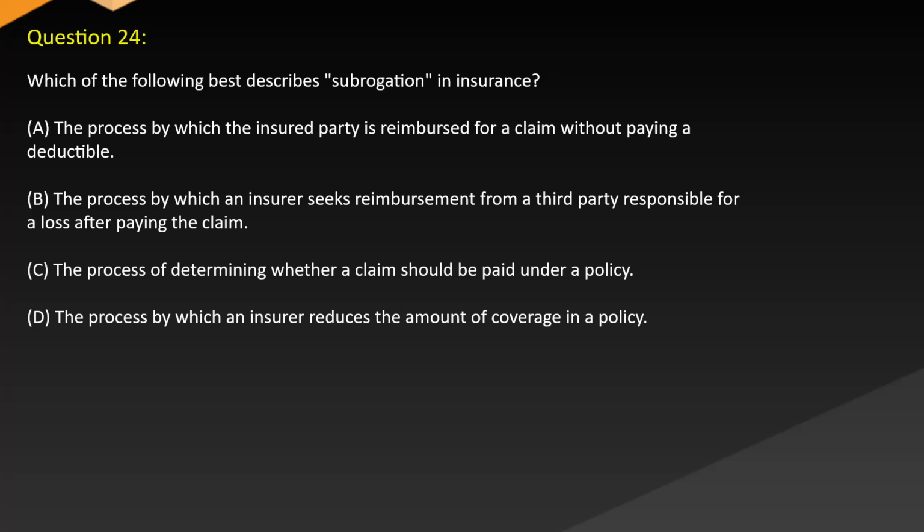Question 24. Which of the following best describes subrogation in insurance? A. The process by which the insured party is reimbursed for a claim without paying a deductible. B. The process by which an insurer seeks reimbursement from a third party responsible for a loss after paying the claim. C. The process of determining whether a claim should be paid under a policy. D. The process by which an insurer reduces the amount of coverage in a policy.